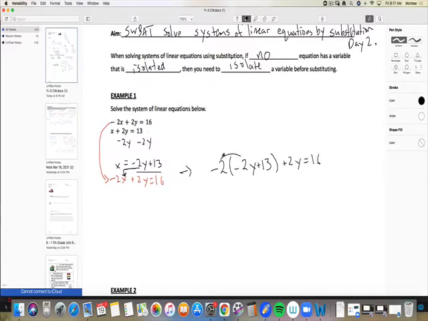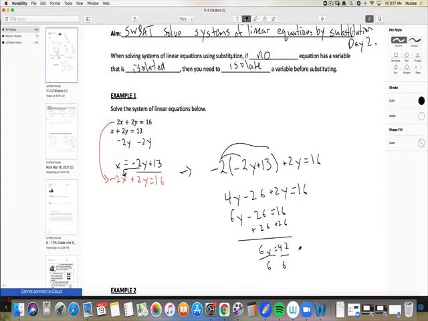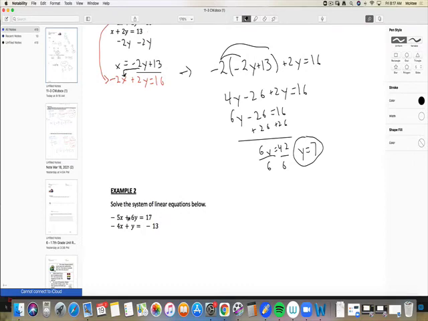Okay, from this point on, we need to use distributive property and simplify this a little bit. It's going to be 4y plus 2y is 6y. Combine your like terms. Add 26. Six y will equal 42. We want y by itself. So y is equal to 7. Okay, well that's not my complete answer, because I know my answer is always written in x, y form.